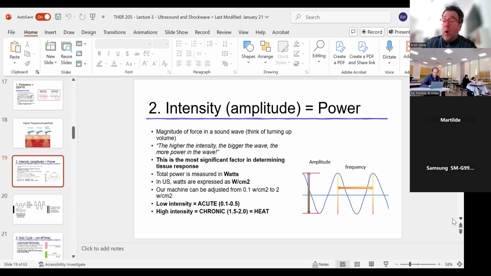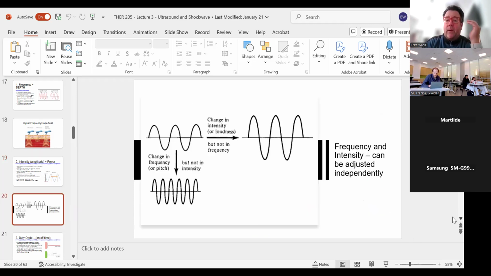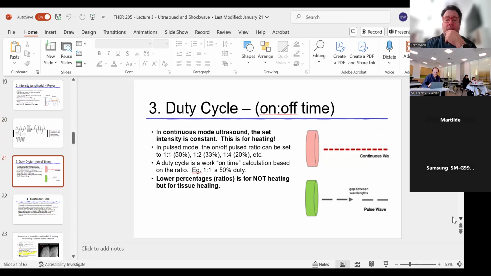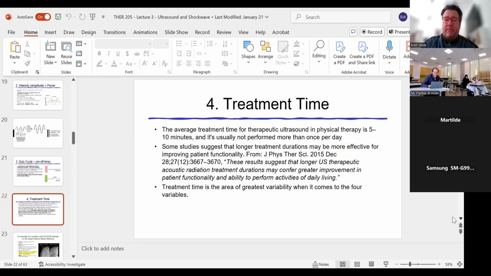Power is measured in watts, as you know, watts per centimeter squared specifically. And I do have a question on what the settings would be most likely for an acute soft tissue injury using ultrasound. So remember, frequency has nothing to really do with that. That's to do with the intensity, so a very low intensity, and also the duty cycle, the on-off time. Those are the two things that determine whether it's acute or chronic, essentially. So I have a question as it relates to duty cycle and acute stages of healing.